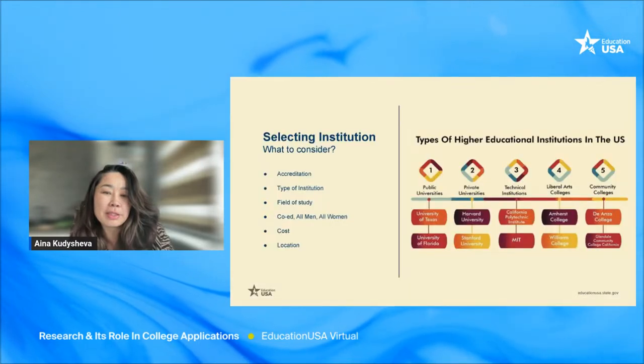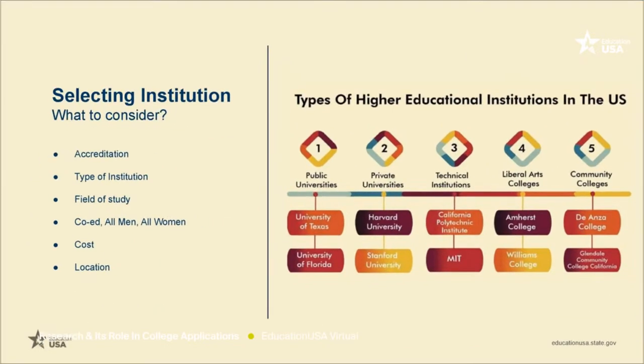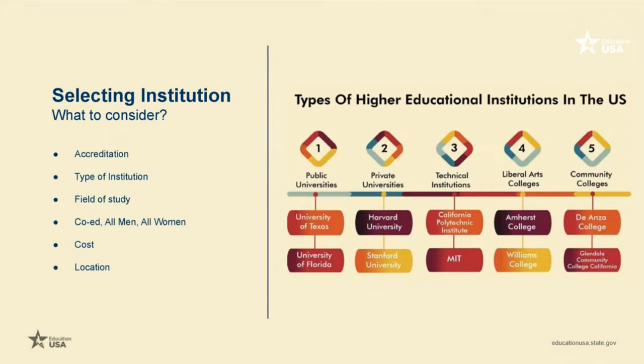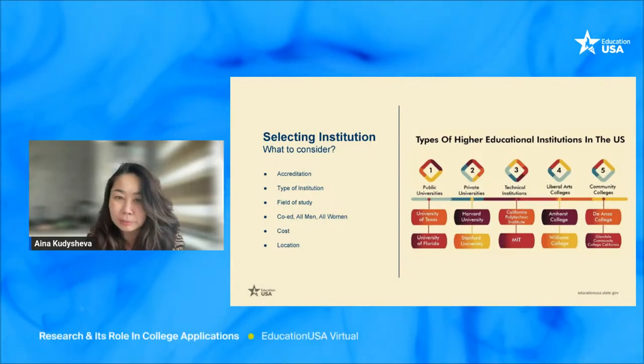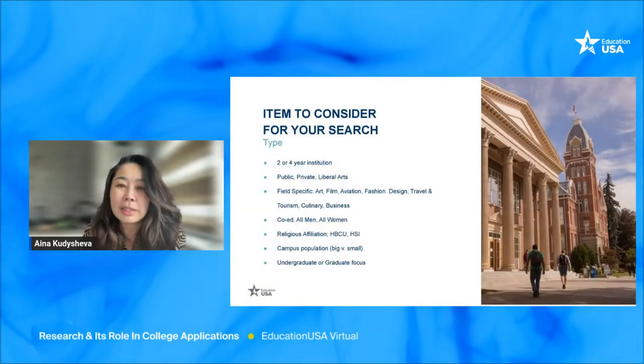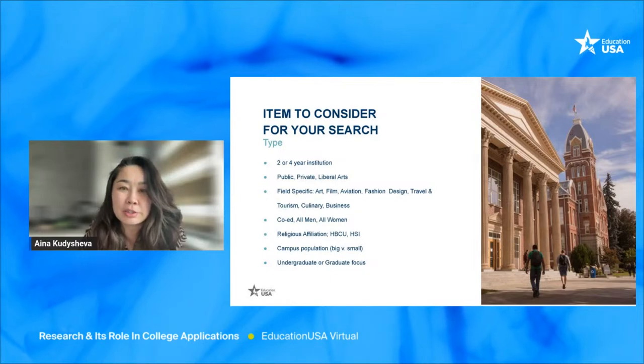When selecting universities, what things you have to consider. The first thing is accreditation. Next is type of institution, field of study, co-ed, all women or all men university, cost and location. We're gonna talk about all these things during our webinar, and we're gonna open all these topics in the next slides. Please, next slide. So, items to consider.